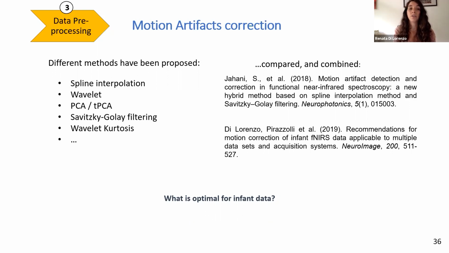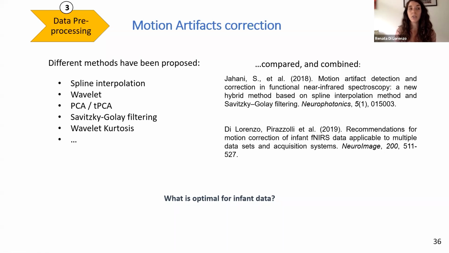Some of those papers combine different approaches. Why combine different approaches? Because different correction methods have a different way of tackling motion artifacts, and combining 2 different methods might help clean the data better. So what is optimal for infant data? As I said, there were only 2 papers on infant data motion artifact correction, and I'm going to show you the one I wrote with Laura Pirazzoli and other collaborators about infant data.